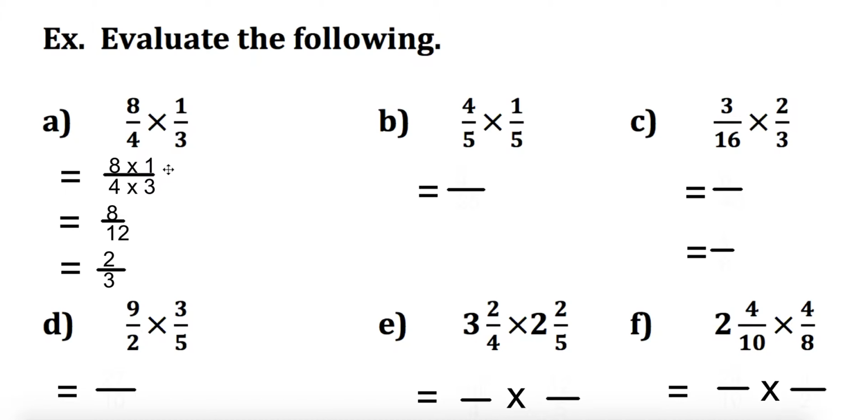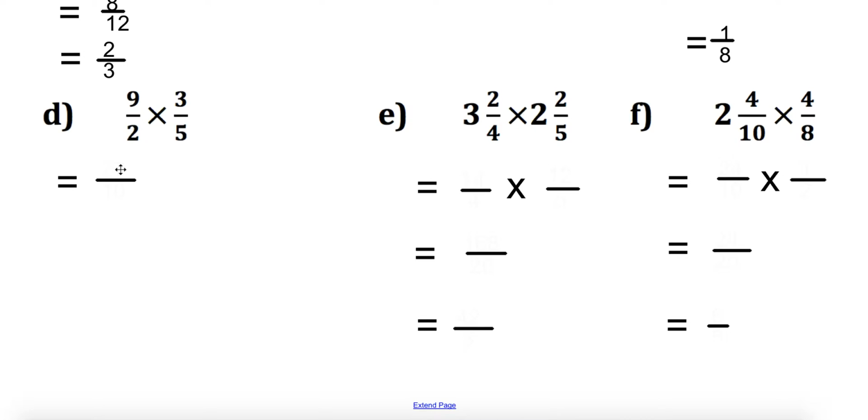Now I'm not going to show you this step every time. I wanted to give you that first one so that you kind of understood what was going on, but all we did was multiply straight across the top and straight across the bottom. So here we would do 4 times 1 and 5 times 5 and get 4 over 25. That can't reduce, so that's our final answer. Here we've got 6 over 48, 3 times 2, and 16 times 3. That reduces to 1 over 8.